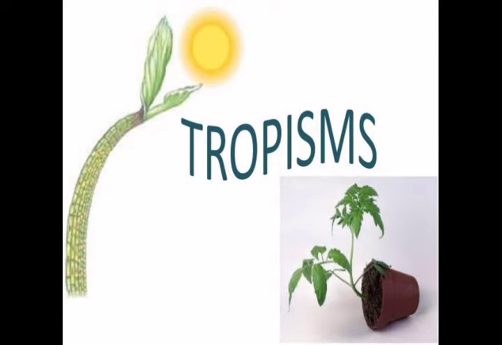So tropism is a biological phenomenon which indicates growth. Various parts of the plant show reaction to various stimuli, and this process is called tropism. Now there are various types of tropism, and they are geotropism, phototropism, hydrotropism, thigmotropism, and seismonasty. We'll read all these things in detail. So let us first deal with geotropism and phototropism.